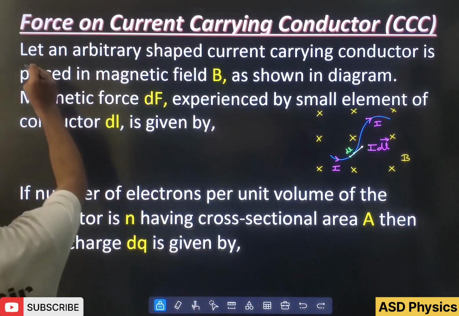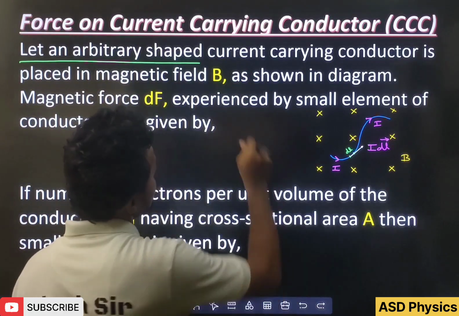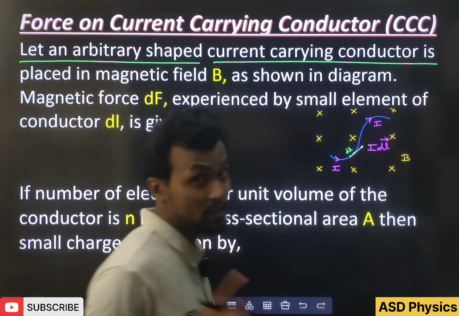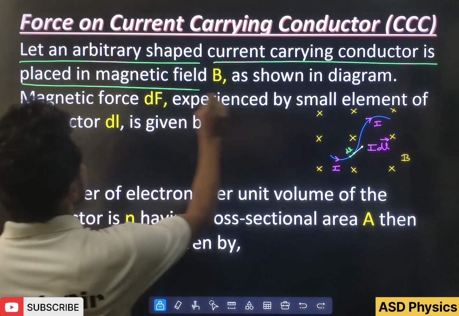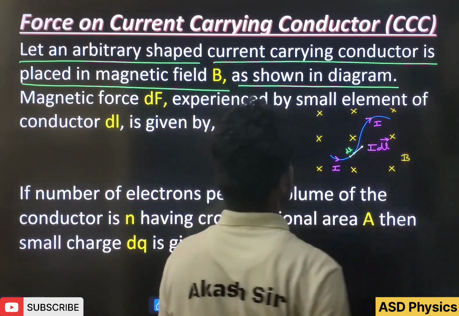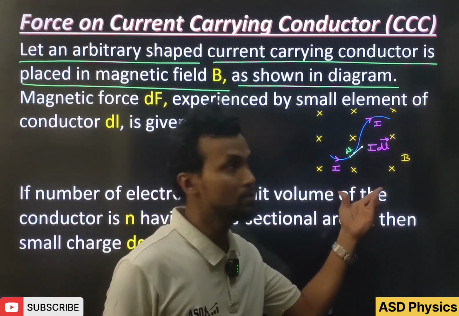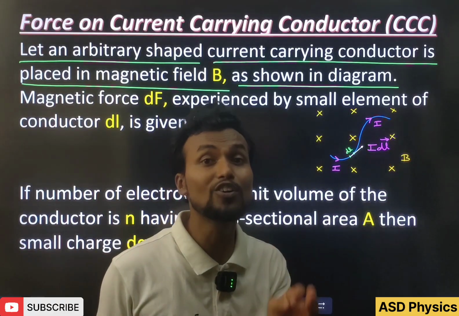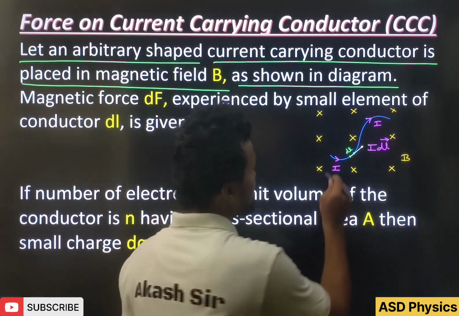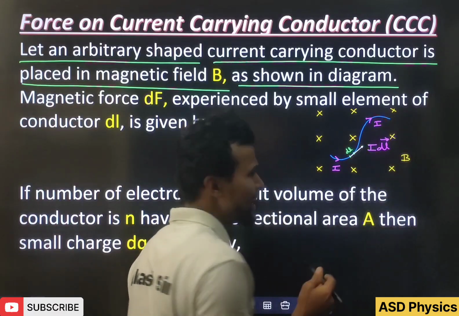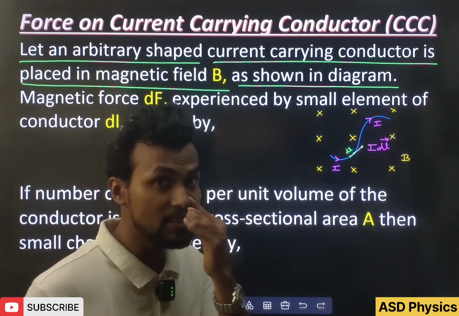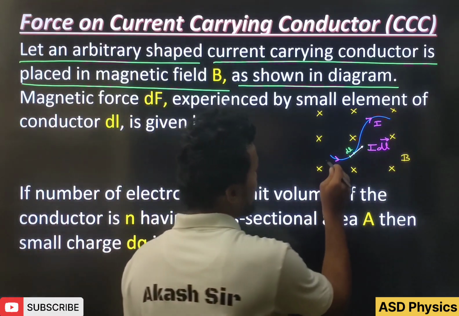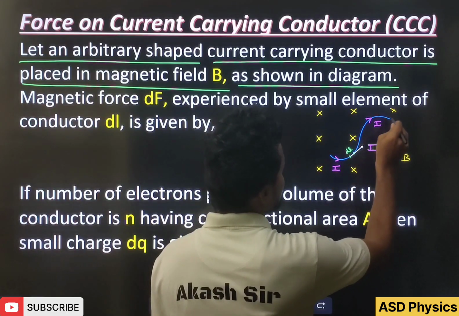Okay, so say here, let an arbitrary shaped current carrying conductor be placed in a magnetic field B as shown in the diagram. So here you can see one diagram I have taken. One magnetic field B is there inside the board, that means along the negative z axis. After that I have taken one current element, arbitrary shape. It's not like they will always give a straight line here. Okay, and let's take current flowing in this direction. You can see it here in pink color.